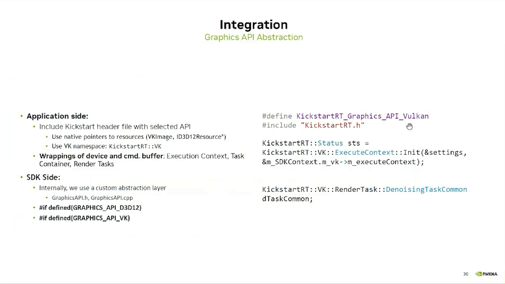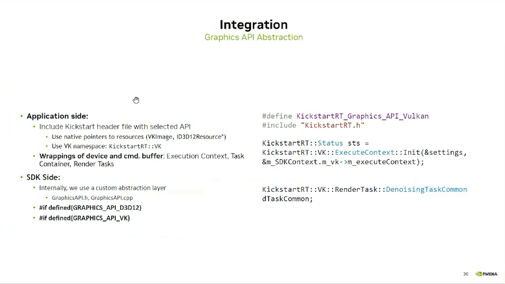Now, since this is a Vulkan conference, I decided to talk a little bit about how we achieved free API support. So from the user point of view, we have this piece of code on the right. It's very simple. So first you define what API you want to use. Then you include our header file, and then you just use function calls in the proper namespace. So in this case, it's Vulkan. And you don't really have to care about anything else.